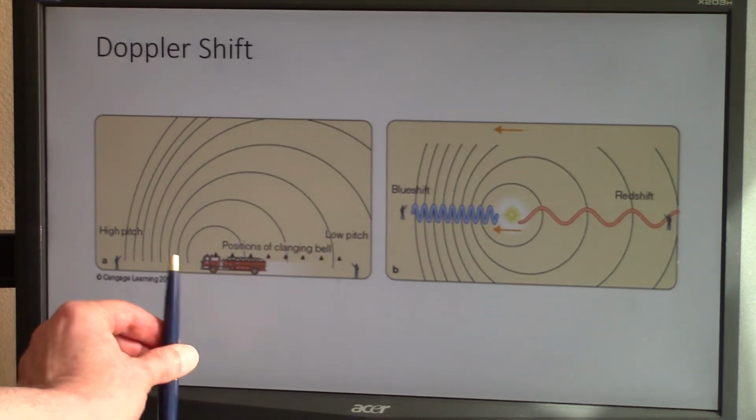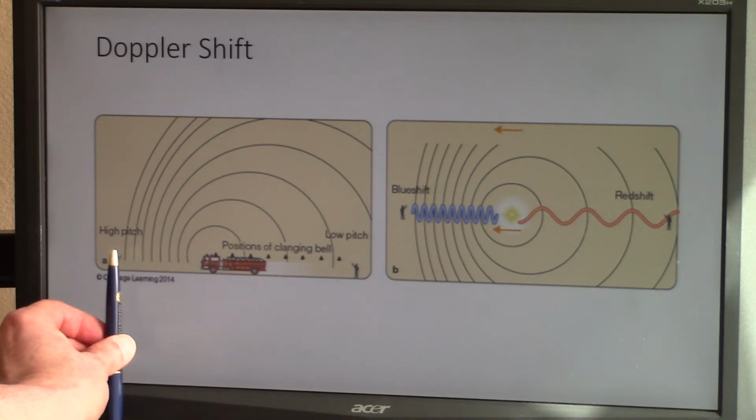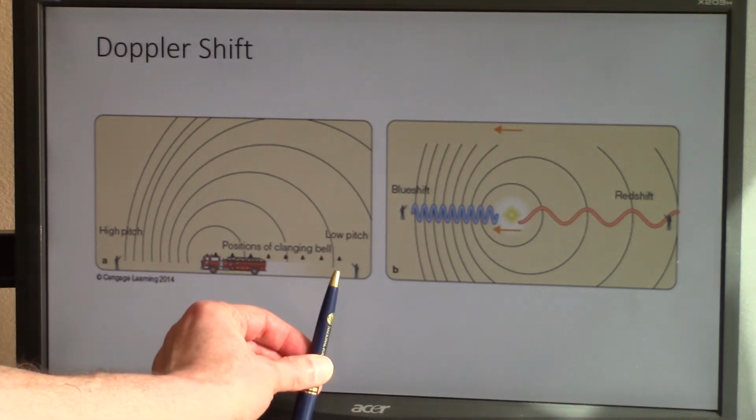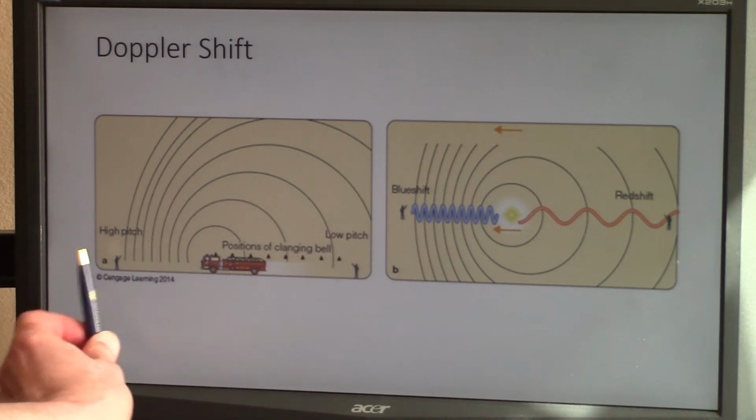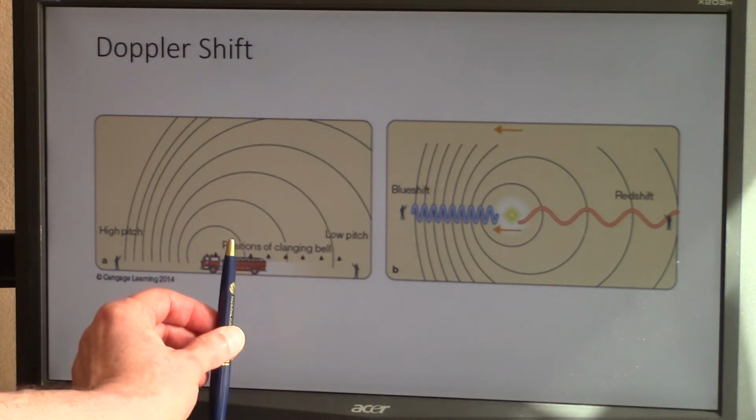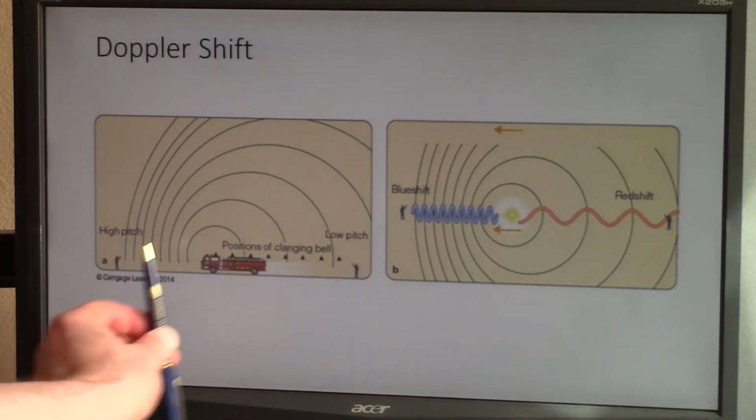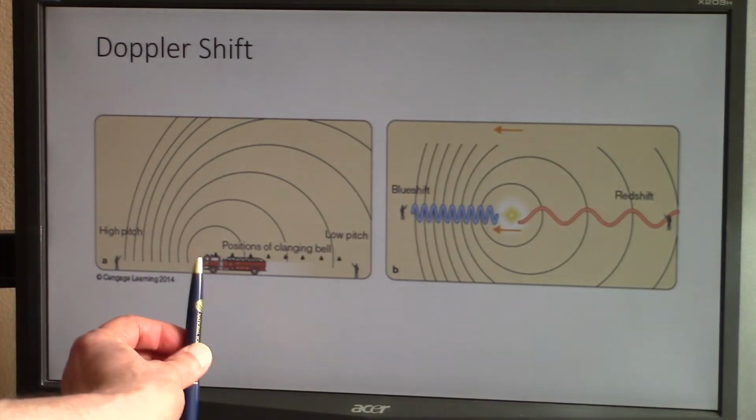That's called the Doppler shift because the waves get compressed. So here you have a person standing here. This fire truck is moving. This person is getting a lower pitch as it goes away. This person is hearing a higher pitch as it approaches.